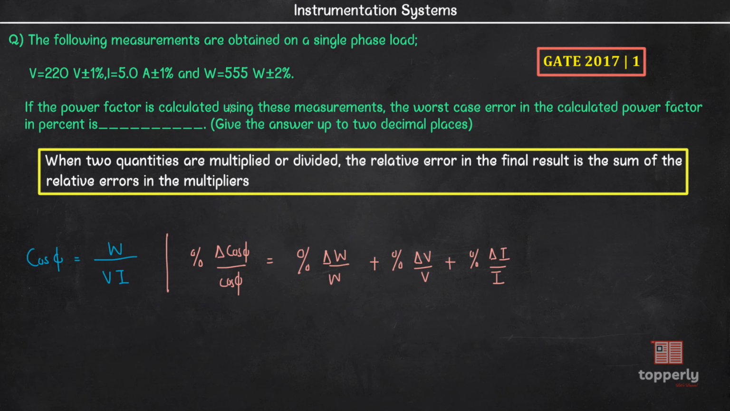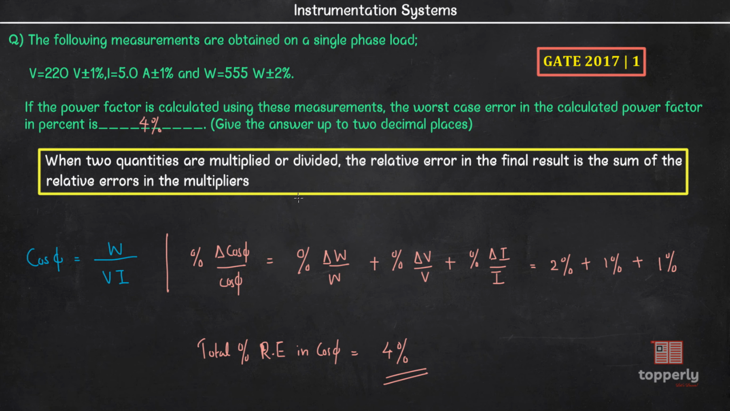In this question, the errors are already given as relative errors. Therefore, we can directly use them in our calculations. So, we have percentage delta W by W as 2% plus percentage delta V by V as 1% plus percentage delta I by I as 1%. Therefore, total percentage relative error in cos phi is equal to 2 plus 1 plus 1, which is equal to 4%. So that is the answer for this question, 4%.